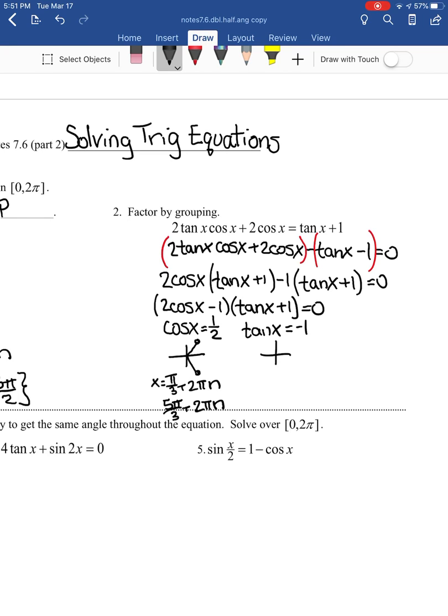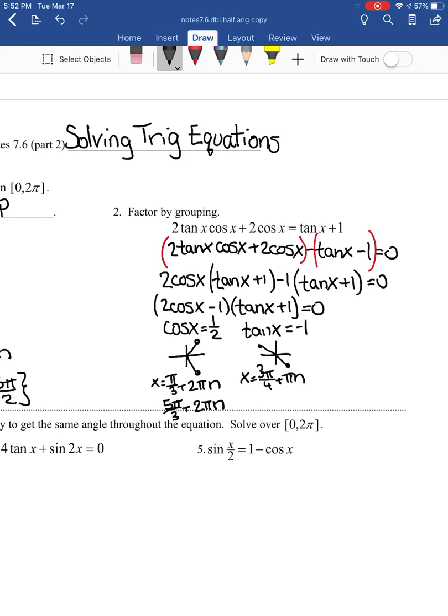Tangent equals -1 for my pi over 4 angle, but in quadrants 2 and 4. So x equals 3 pi over 4 plus pi n, or negative pi over 4 plus pi n is what I can do there.